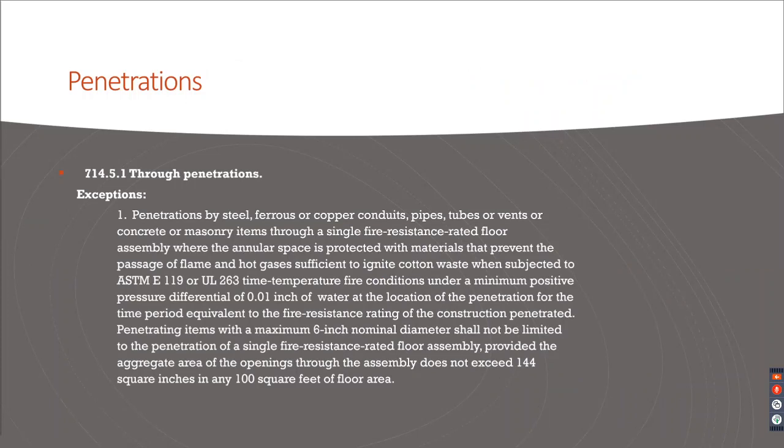So exceptions for this one is again for the type of material: penetrations by steel, ferrous, or copper conduits, pipes, tubes, or vents, or concrete or masonry items through a single fire resistance rated floor assembly, where the annular space is protected with materials that prevent the passage of flame and hot gases. I won't go through all that.